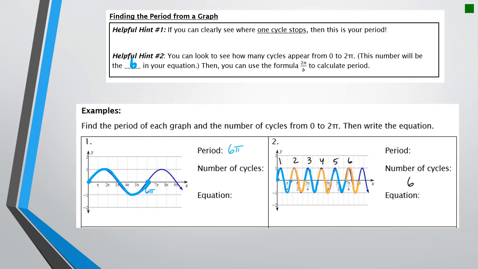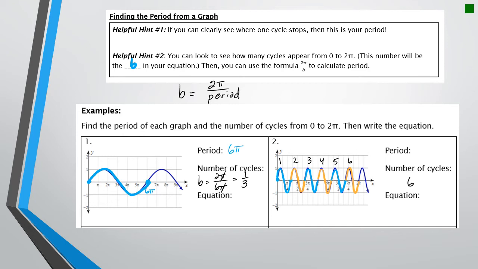Now let's go back to number 1 and actually finish it. Now, number of cycles. We kind of talked about this little makeshift formula. If you are looking for the number of cycles, what you're actually solving for is b. And we talked about how b is really 2 pi over the period. And I know that the period is 6 pi. So my b number would be 2 pi over the period, which is 6 pi. The pi's would cancel out, and then 2 over 6 reduces to 1/3. So there's a third of a cycle between 0 and 2 pi.